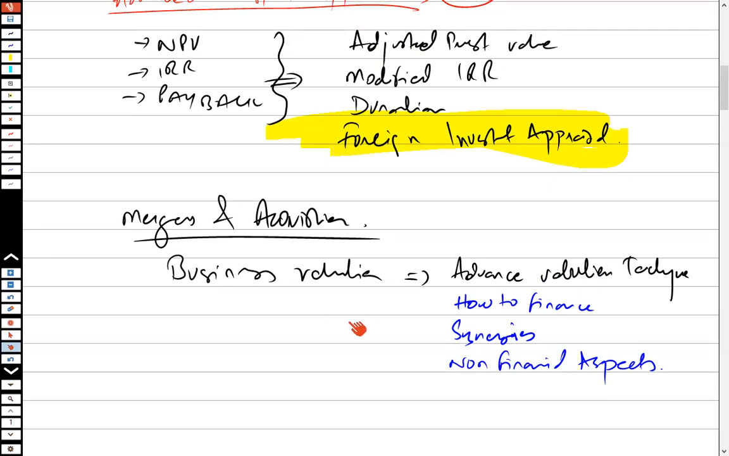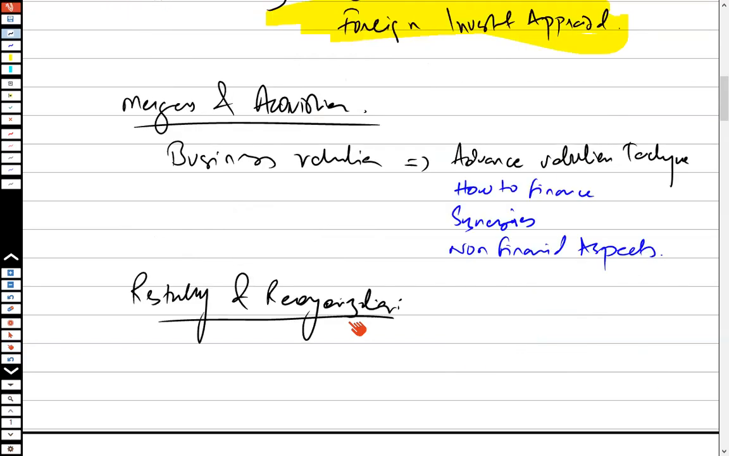Now, when we talk about the restructuring and the reorganization, let me guide you a bit on what restructuring is, what reorganization is. So when I talk about restructuring and reorganization, it could be multiple things. It could be that your financial structure is being changed. What is this financial structure being changed? You are converting your equity to debt, or you're converting debt to equity.